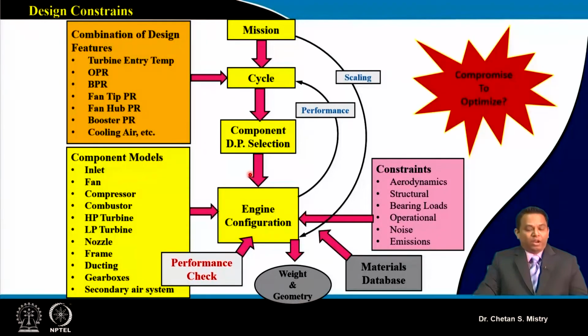Okay, now the question will come whether we need to compromise for the optimization. It may happen that somewhere I am putting some constraints in terms of overall pressure ratio. That will give me some restriction in terms of size, but at the same time it may not give the specific fuel consumption, the efficiency, or the propulsive efficiency we are expecting. So in some way or other we need to compromise at some point.